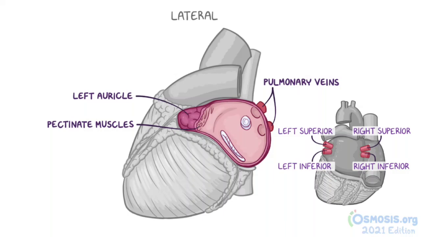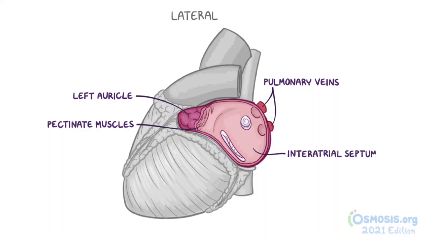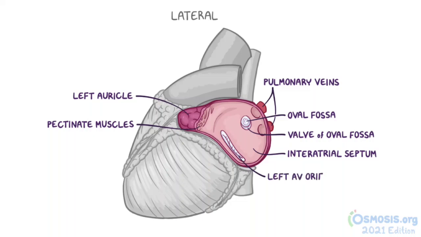Unlike other structures of the heart, the pulmonary veins don't have any valves and blood flows through them and into the left atrium freely. Now, on the intraatrial septum, there's a semilunar depression indicating the floor of the oval fossa, with a surrounding ridge being the valve of the oval fossa, which, as we mentioned before, used to represent a communication between the atria during embryonic development. Finally, inferiorly, there's a left AV orifice, or mitral orifice, through which blood flows from the left atrium into the left ventricle.